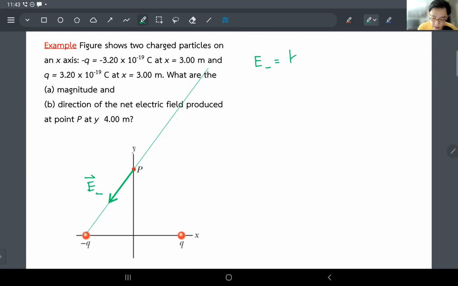I can calculate the magnitude of this one right away. It's going to be k times the charge generating this, Q, over the distance from the charge to point P. They already told you that this is 3 and the height is 4, so from the right triangle you know this is going to be 5. So it's going to be 5 squared, and you are done. One thing you can notice is that when I plug in the Q value here, I don't need the negative sign anymore.